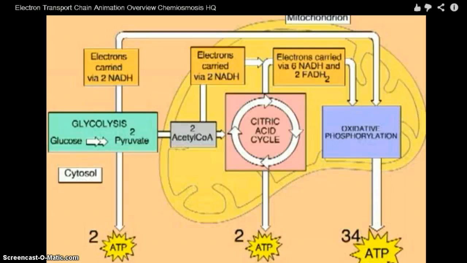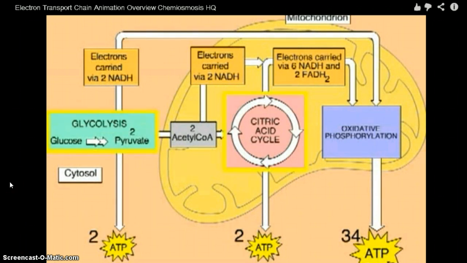Then we have the pink box, which is the citric acid cycle. That's the same thing as the Krebs cycle, and remember, that's the cycle where we want to charge those NADHs and FADH2s, and you still have 2 ATPs made. The last stage is that blue box to the far right, which is oxidative phosphorylation, and that's more or less the electron transport chain. So we're going to play this and mute it and have it move along.